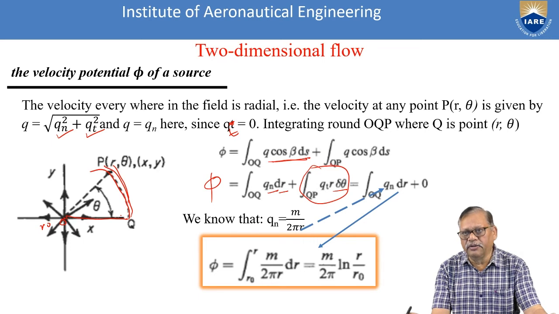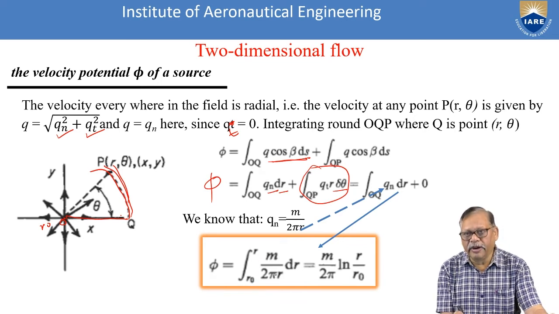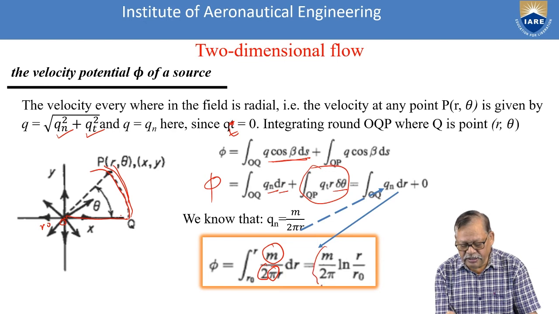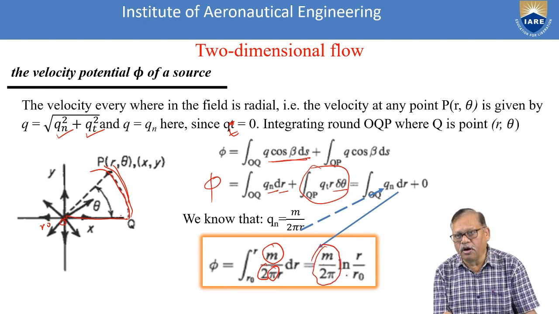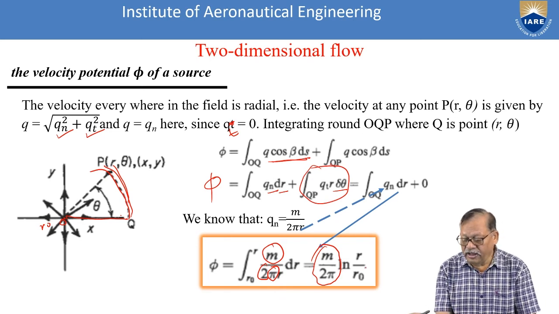If we integrate, what will we get? We will get the integration of m by 2 pi r dr, from the lower limit r naught to the upper limit r. We know m is constant, and 2 and pi are also constant, so it is 1 by r dr. Integration of it gives a constant term times log of r by r naught. Generally we write ln, the natural logarithm, or we can write log to the base e. So we got the phi value like this.